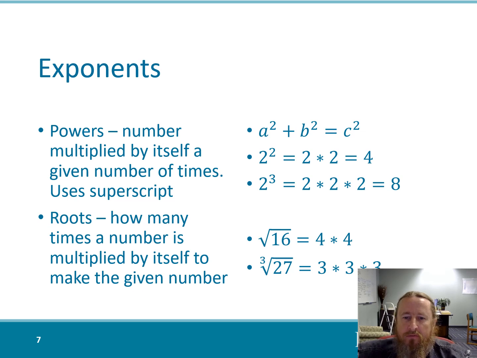So the square root of 16 asks what number multiplied by itself is 16, which is 4 times 4, although we only have to write one 4. The power tells us it's going to be written down a number of times. The cube root of 27: what number multiplied by itself gives you 27? That is 3 times 3 times 3.